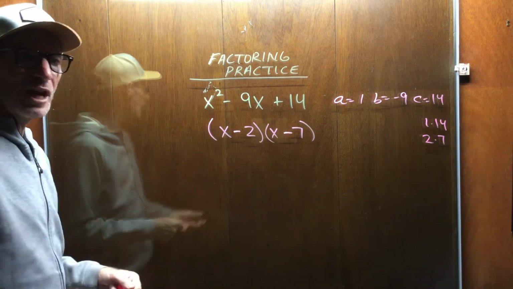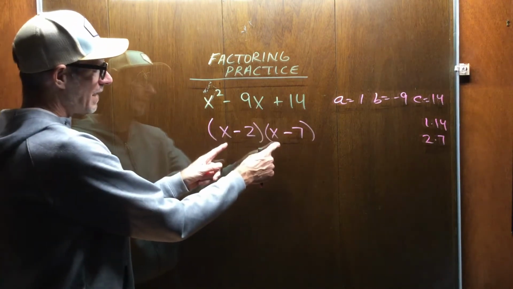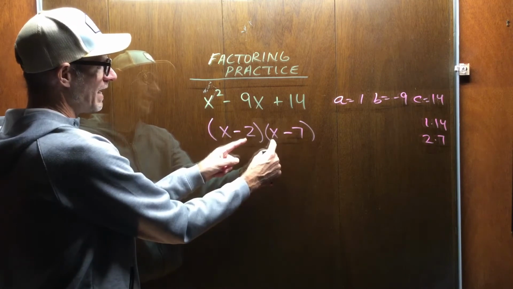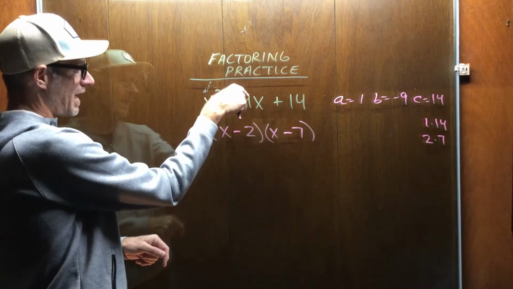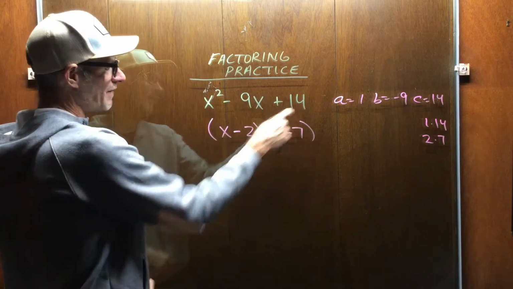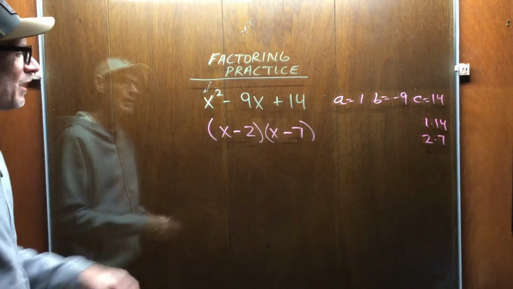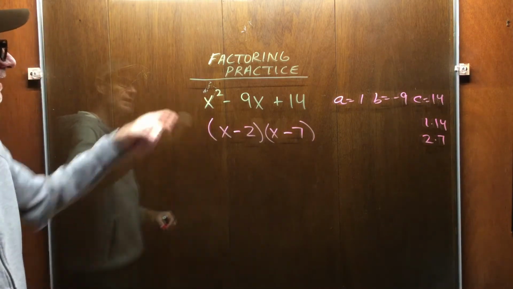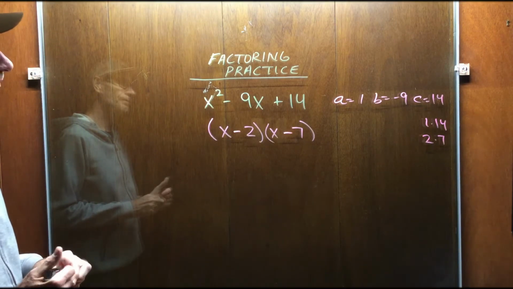So quickly I can check this by foiling again. X times x is x squared. My outers are negative 7 and my inners are negative 2, which is negative 9. And negative 2 times negative 7 is positive 14. So these binomial factors are the factored version of this trinomial.